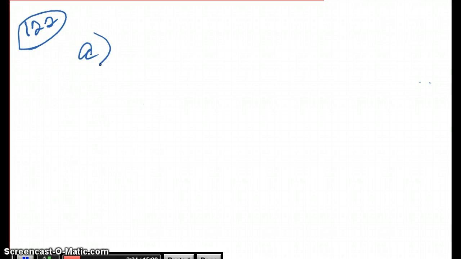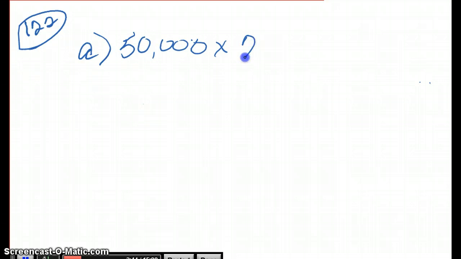Okay, let's look at that. So it's going to be 50,000 times 2 to the what? For 9 years. 2 to the 9th. And there you go. Evaluate that. Make sure you label your answer in millions of dollars.